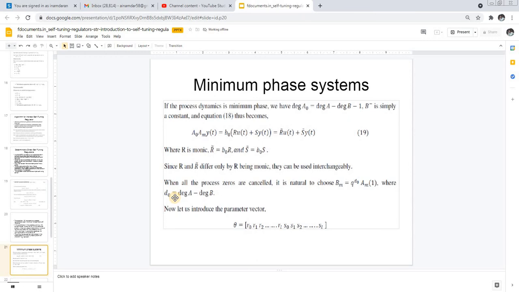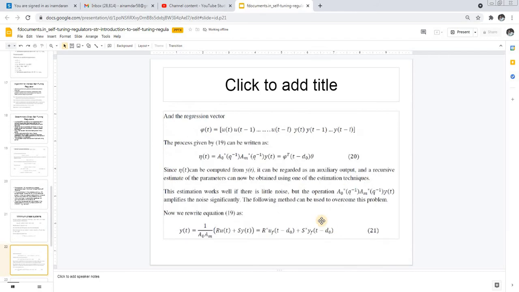After that we have to introduce a parameter vector, that is theta, given by a square bracket. It includes r0, r1, r2, up to rl, s0, s1, s2 up to sl, and so on. And also we have to introduce a regression vector, by the recursive least squares method: phi of t equals u of t minus 1, u of t minus 1, y of t minus 1, and y of t minus l.